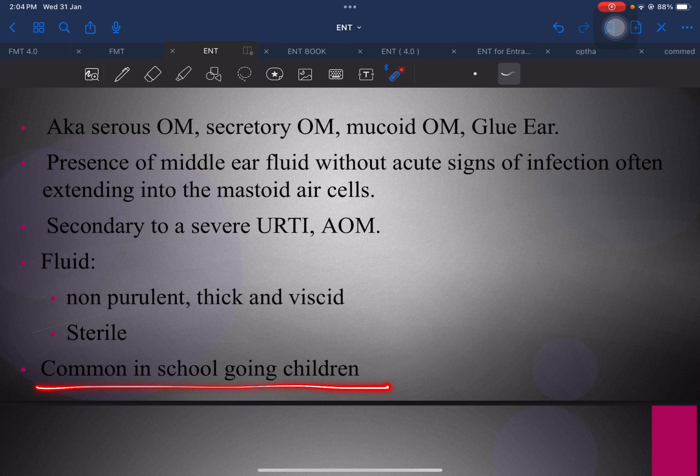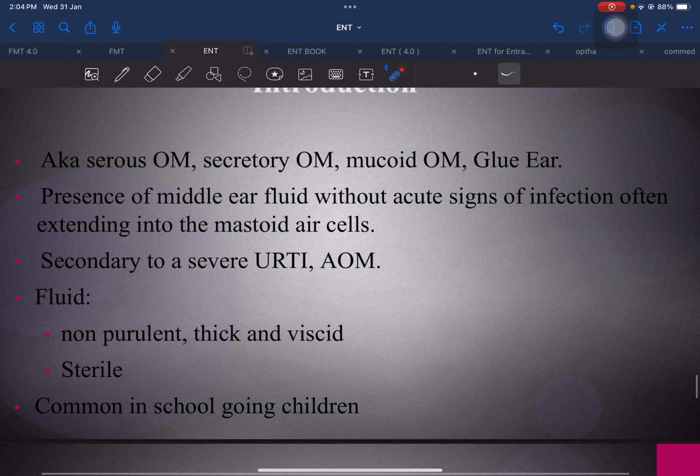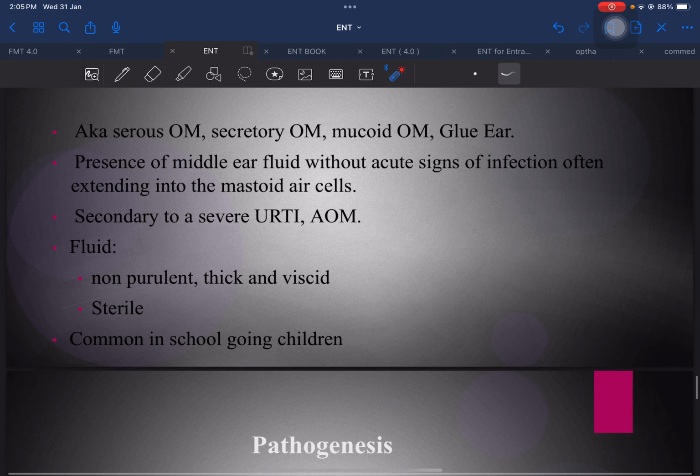School-going children. Now what we can bring into the conclusion is that there is presence of mucoid effusion within the middle ear cleft, right? Within the middle ear cleft, that includes what? That includes our middle ear, eustachian tube, aditus, antrum, and mastoid air cells, right? Now there is serous mucoid effusion in the middle ear cleft, in this structure, with no frank pus, and which is sterile, thick and viscous in nature, right? So it is mainly commonly present in school-going children.